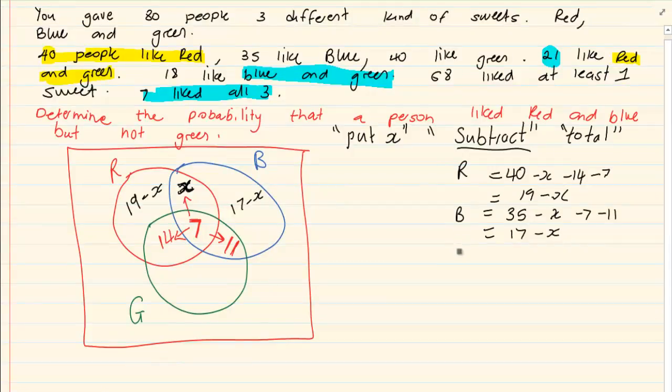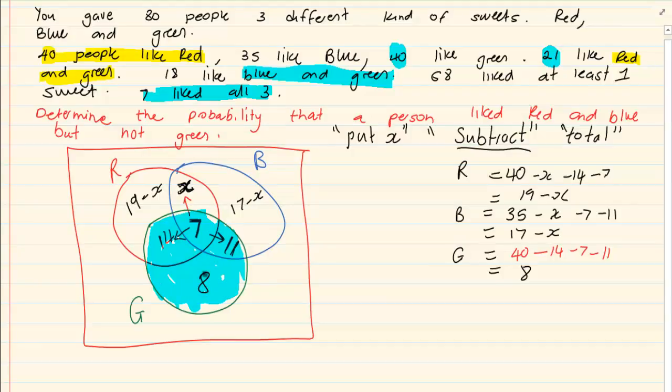Then what would my green equal? Doing the same thing, they tell us that 40 like green. So I'm going to have 40 minus, now remember I'm working in the green circle, minus 14 minus 7 minus 11. And since there is no x in that green, can you see? There's no x here. So it's quite easy to solve what the remainder is. And the remainder is 8. Now you can just put in 8.